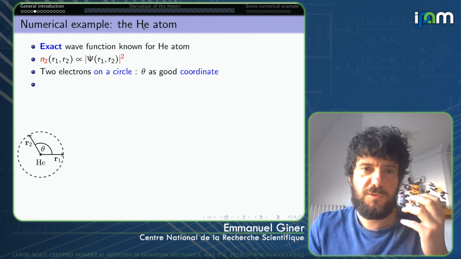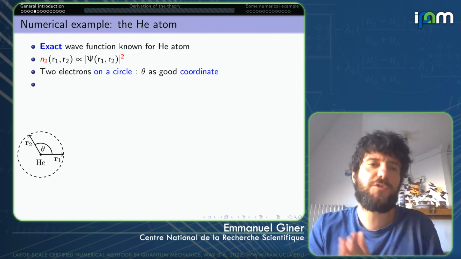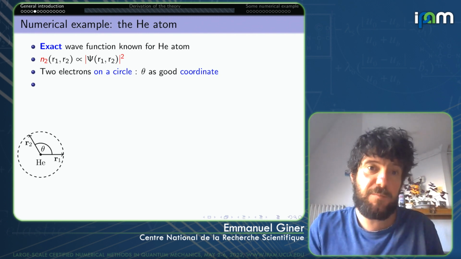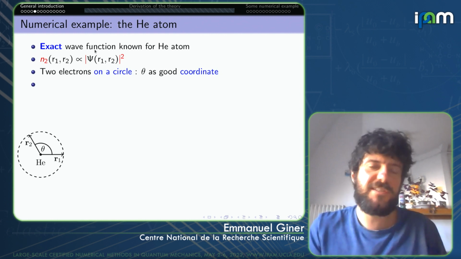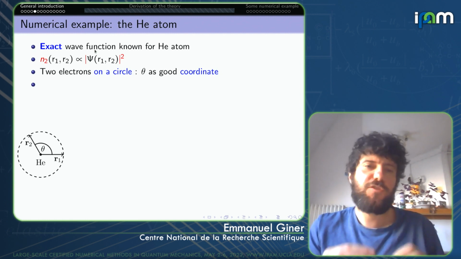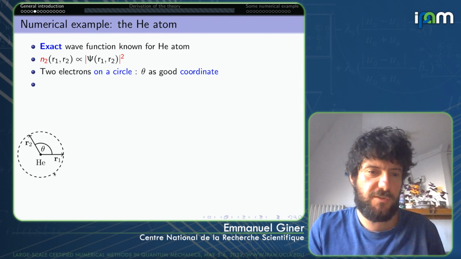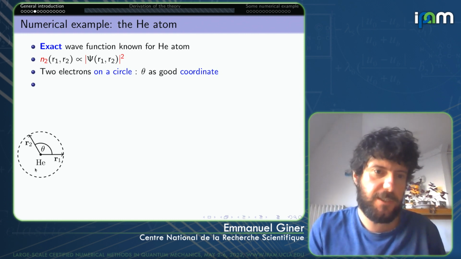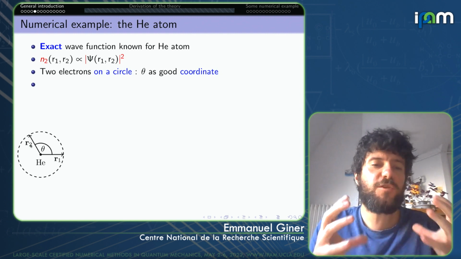Let's take the good old helium atom, because for this system, the exact ground state wave function can be numerically known. As it is a two-electron system, looking at the wave function is essentially looking at the two-body density. It's a spherical system, so for instance, one can take two electrons on a circle like this. Here you are on the cutting of the wave function where you have an iso-density.